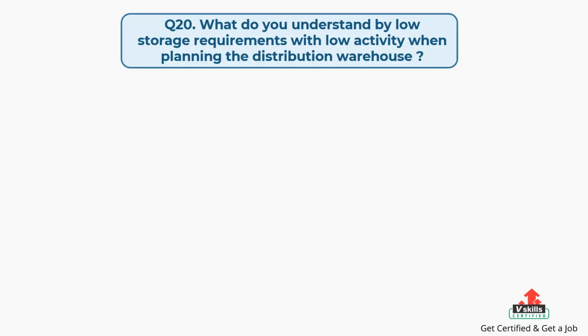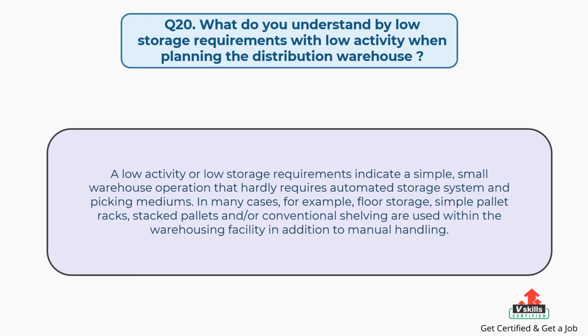Question number 20. What do you understand by low storage requirements with low activity when planning the distribution warehouse? The answer is, a low activity or low storage requirement indicates a simple, small warehouse operation that hardly requires automated storage systems and picking mediums. In many cases, for example, floor storage, simple pallet racks, stacked pallets and/or conventional shelving are used within the warehousing facility in addition to manual handling.